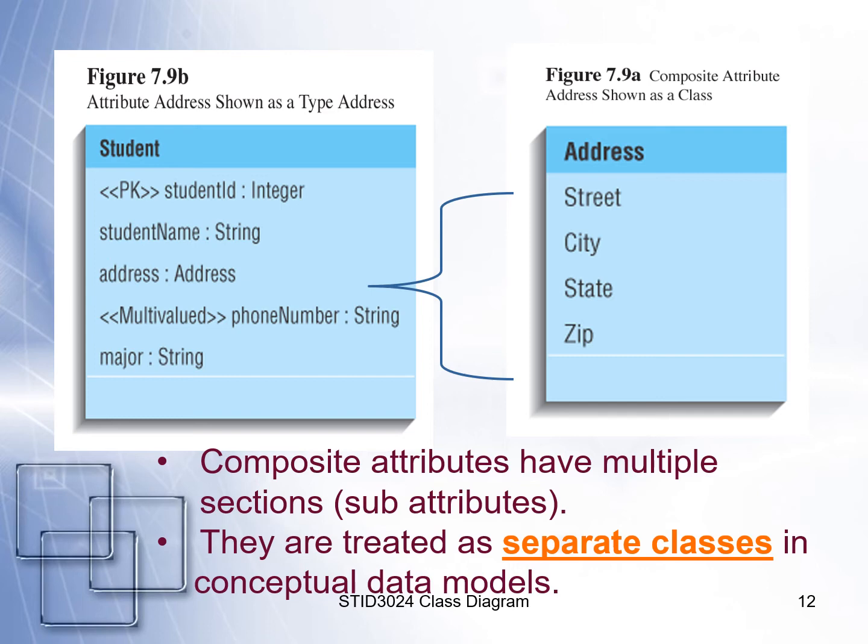You can have a simple form of capturing the address in terms of string, right? You put everything in one long string. So another form is to make them composite attributes. If you are doing it this way, you should represent that composite attribute in its own class.